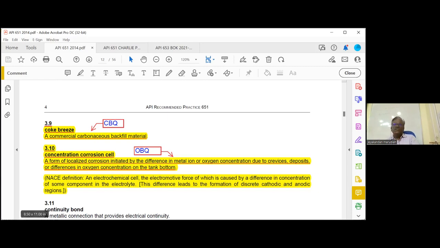For example, just to understand, suppose I have here, this is my structure, and I have a pipe like this. A pipe like this. You can see here, even if the pipe is touching here, there will be a gap here. This is called concentration cell corrosion. So wherever there is a gap, this problem will come.